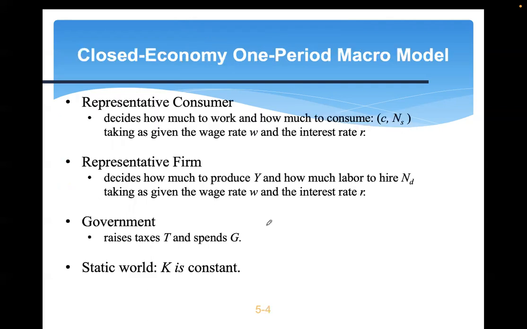Okay. Now let's first look at this one-period macro model. There are two key things. Number one, this is one period, meaning we only focus on today. Number two, this is a closed economy, meaning there's no import and export. All the resources come from inside the economy, and all the resources will be consumed or used inside the economy. So this is a closed economy.